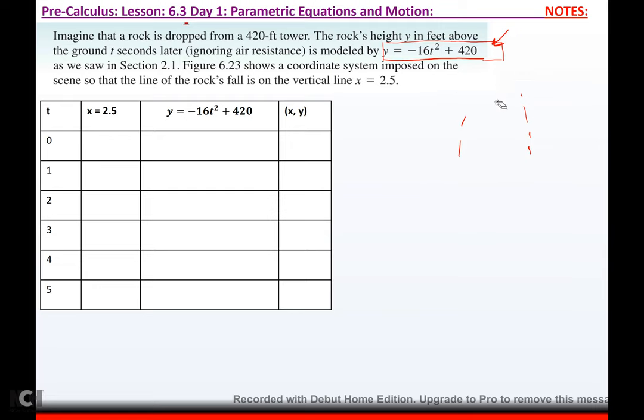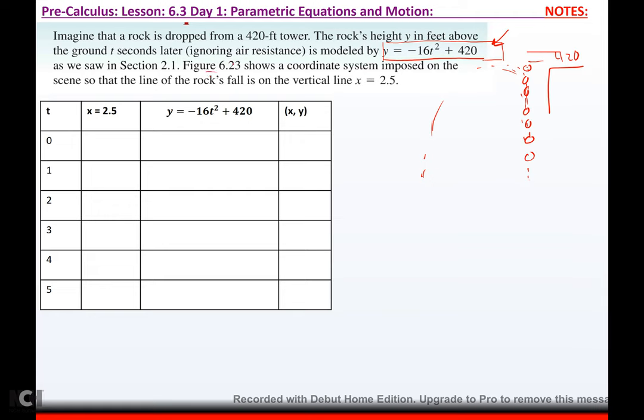But we're not throwing the rock, we're just dropping it. We're sitting on top of this 420-foot tower, and we're just going to drop the rock. So the rock is obviously just going to go straight down. But you have to realize that when this rock went up, it went like this. We're just looking at this part of that parabola.